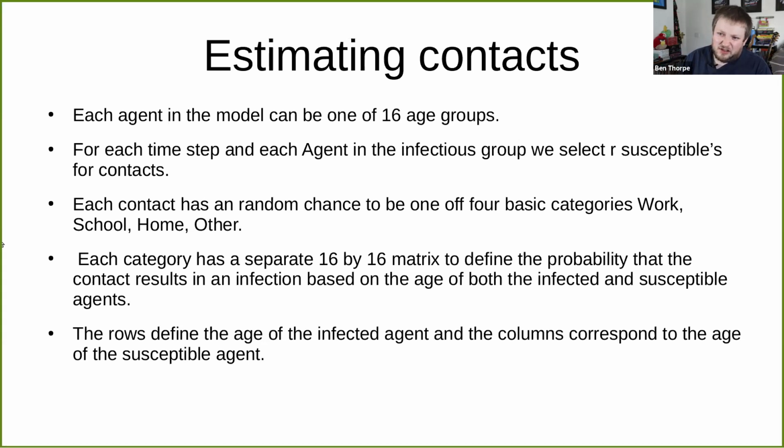In this case, the matrix is just a grid, and you get rows which indicate the age of the person who's infectious, and you get columns that indicate the age of the person who is susceptible, and you just pick out the number you want in that grid to give you the probability that you'll cause an infection to occur.